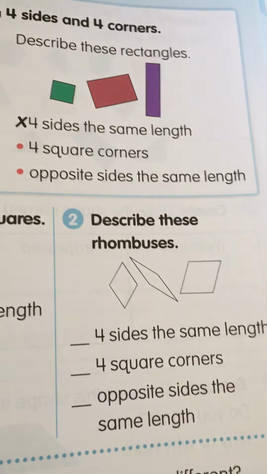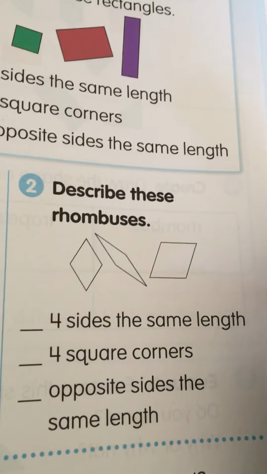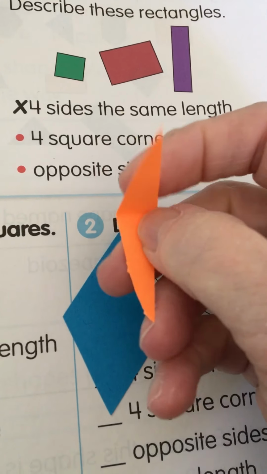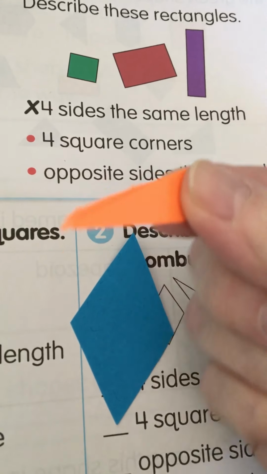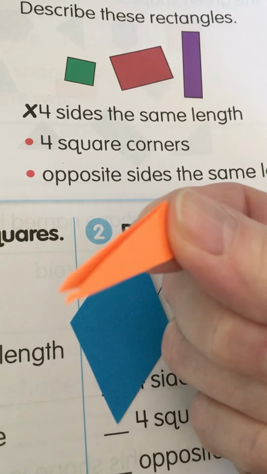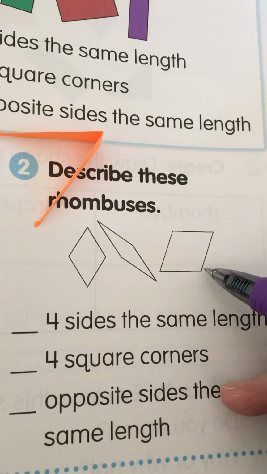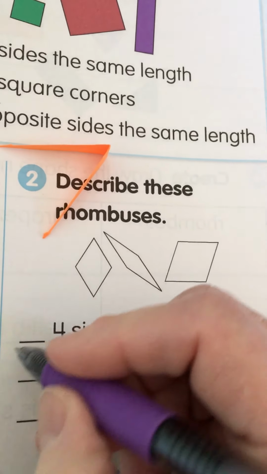Let's look at these rhombuses. This is called a rhombus. It has 4 sides that are the same length. Yes. And I made some rhombuses here. So if I take this rhombus and I fold it in half, all of those sides are exactly the same length, aren't they? And if I take the blue one and I fold it in half, it would be the same length. So all four sides are the same length. Yes.